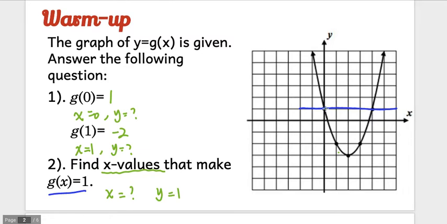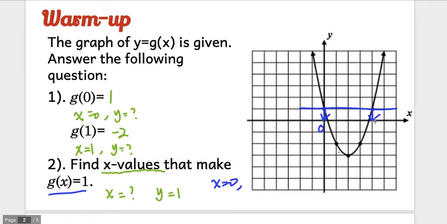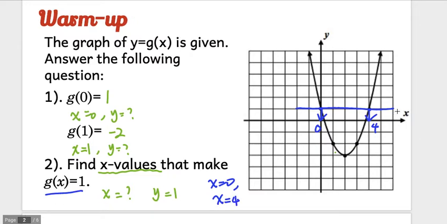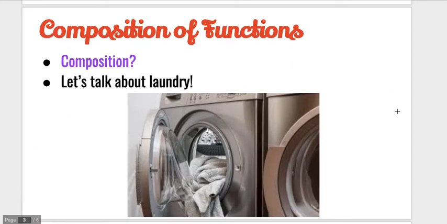So this is 0. When x equals 0, y is 1. Where is the second one? It is here, which is 1, 0, 1, 2, 3, 4. So when x equals 4, y is also 1. Okay, that's just a quick warm-up to review something we mentioned before about function notation. So let's discuss this topic, composition of function. That will be very interesting to discuss.